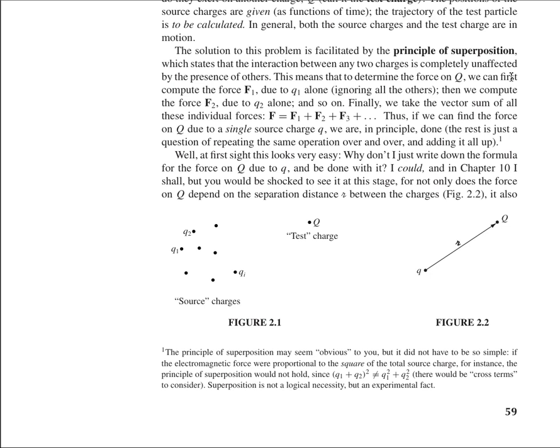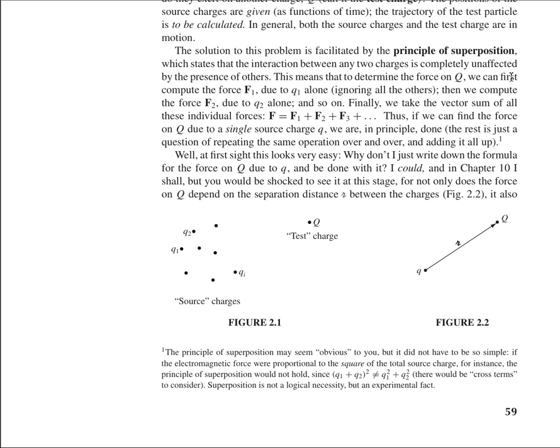इस पे कुछ questions भी JEE में आए हुए हैं, which states that interaction between any two charges is completely unaffected by the presence of the other. This means that to determine the force on Q, we can first compute the force F1 due to Q1 alone, ignoring all the others. Then we compute the force F2 due to Q2 alone, and so on. Finally, we take the vector sum of all the individual forces F1, F2, and so on.